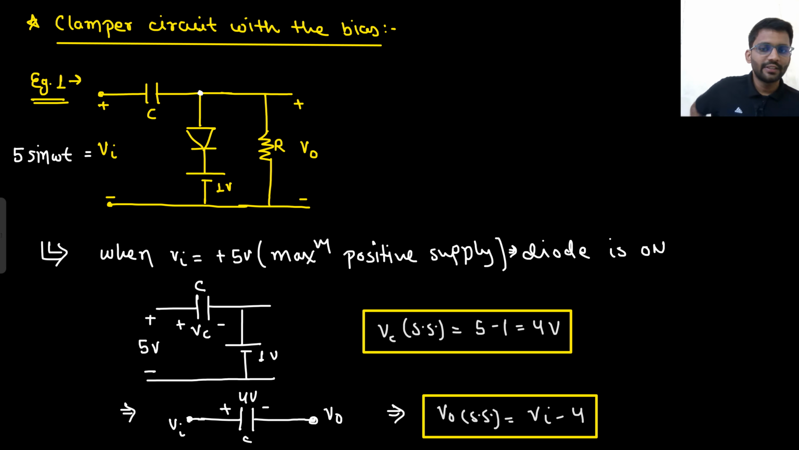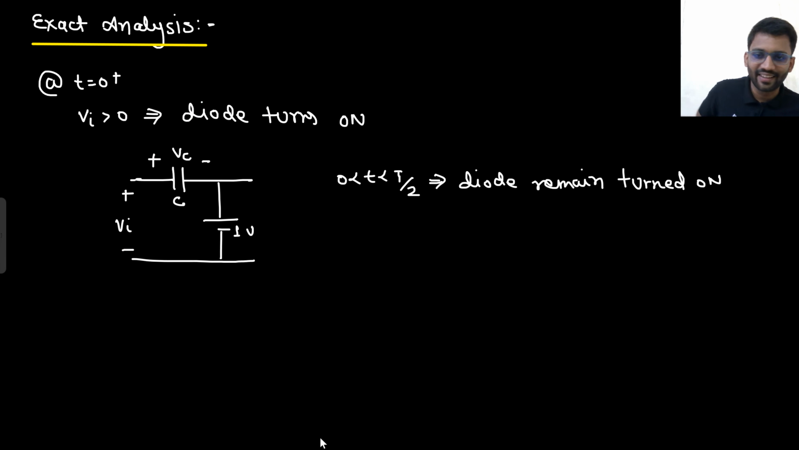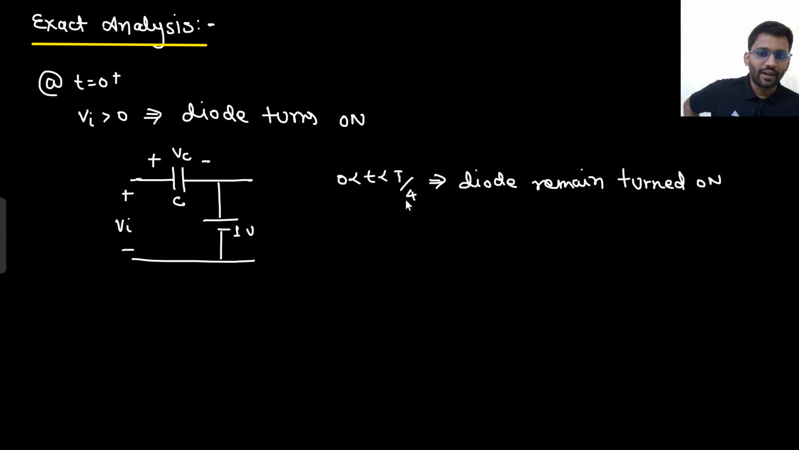Why so? Because I told you one thing: whenever the input is changing its nature, only then do you need to worry about it. From 0 to t by 4, again and again I commit this mistake, for 0 to t by 4. Till the time it is not changing its nature, while it is increasing, you can be comfortable. So at t by 4, what will be the Vc value?